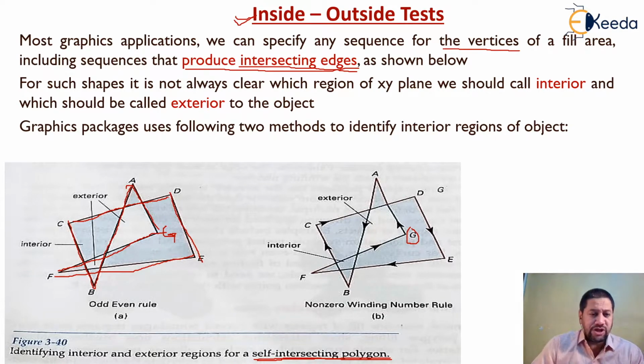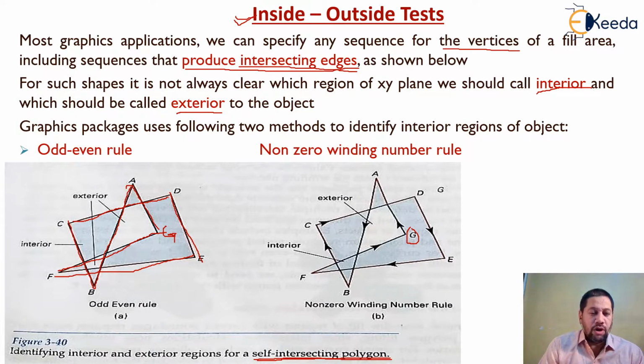Now for such self-intersecting polygons, it is not always clear which region of the xy plane we should call interior and which we should call exterior of the object. So it is difficult for us to understand which area is interior, or inside, and which area is exterior, that is outside the polygon. That is what we have to find out.